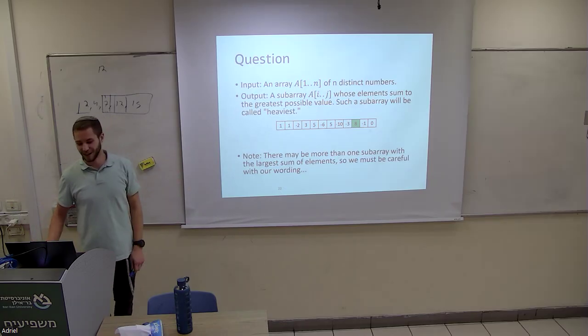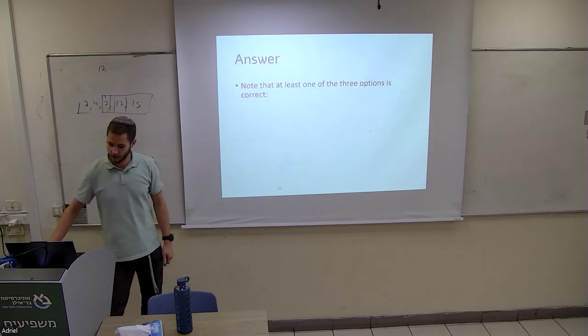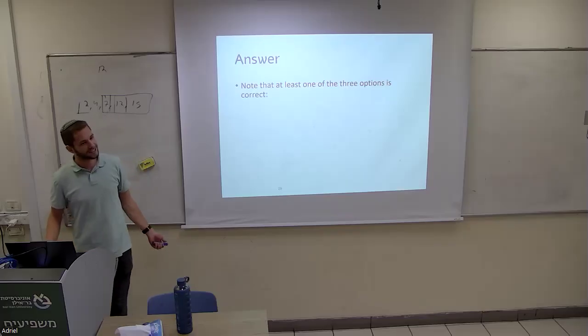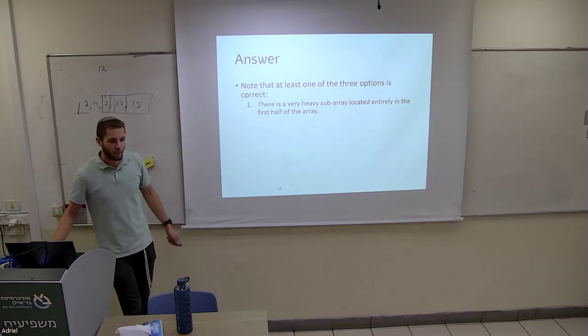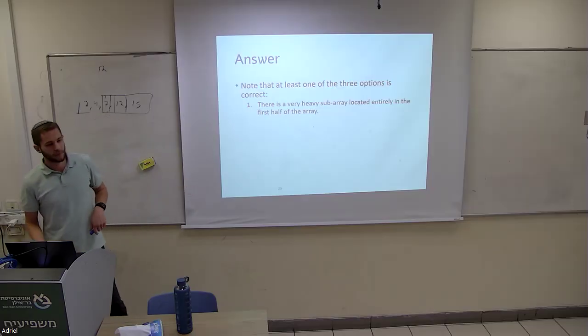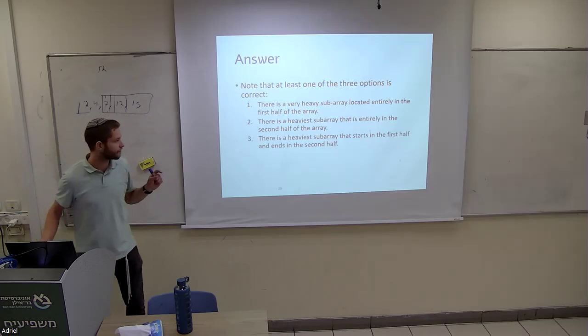Here we're doing divide and conquer. So how would we solve this? You would sort it first, and then you would... No, sorting is n log n. Why would I do that? Okay. So note that one of the following is correct: there is a very heavy subarray in the first half, in the second half, or both.